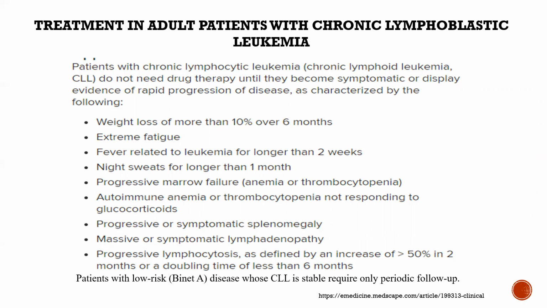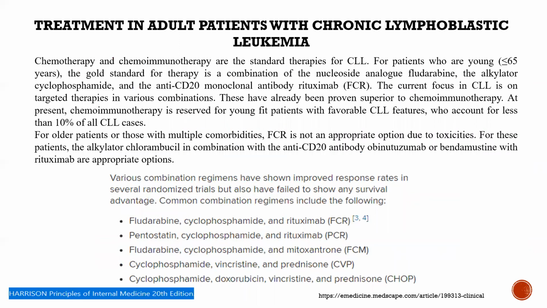A patient with low risk disease in whom leukemia is stable requires only periodic follow-up. Chemotherapy and immunotherapy are the standard therapy for the patient with chronic lymphocytic leukemia. For patients who are younger than 65 years, the gold standard for therapy is a combination of the nucleoside analog fludarabine, the alkylator cyclophosphamide, and the anti-CD20 monoclonal antibody rituximab.